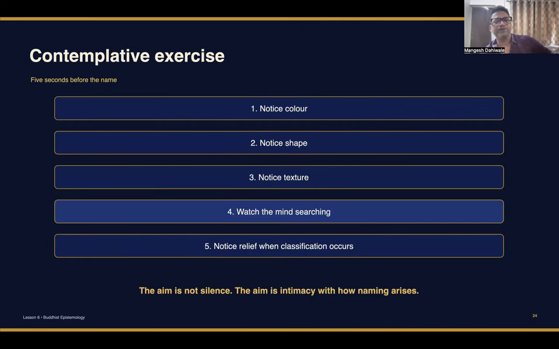So this is a contemplative exercise. Just notice any color, notice shape, notice texture. Was the mind searching? Notice relief when classification occurs. The process of naming, the process of conceptualization is taking place all the time. But can we slow down and contemplate on anything before your field of cognition, whatever there is? Can we notice the color? Can we notice the shape? Can we notice the texture? Watch the mind searching forward. And then we cognize it as, oh, this is what it is.